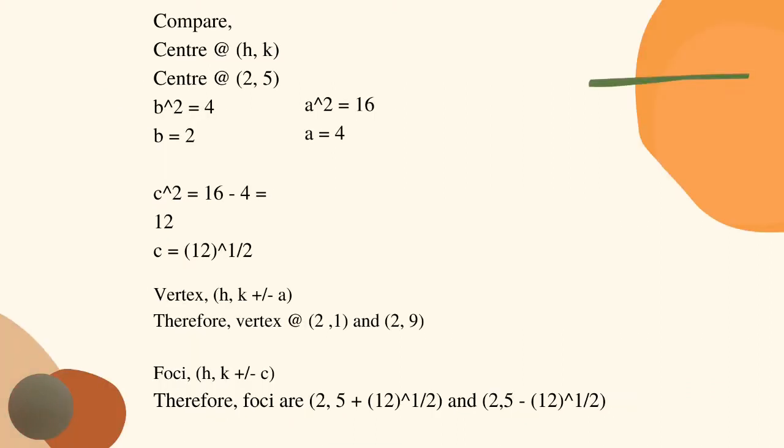So from comparing the equation that we've obtained from our calculation, we can obtain that the center coordinate is at 2, 5, and we can obtain values B, A, and C to find the foci and the vertices. So we can do our calculation, and the values are as shown.